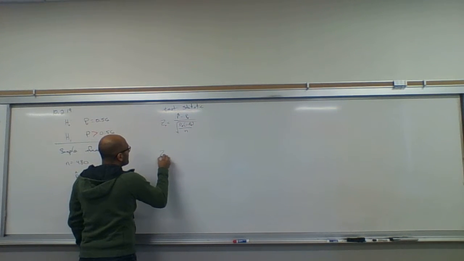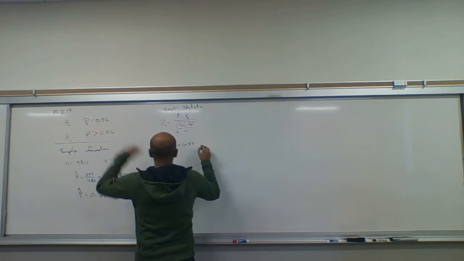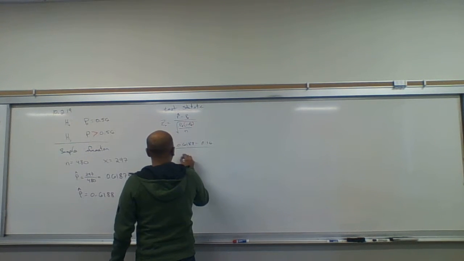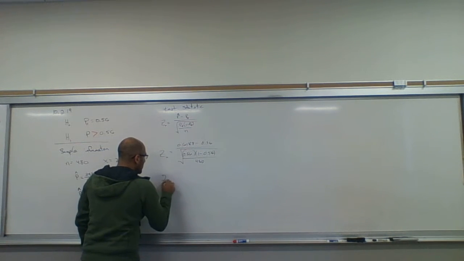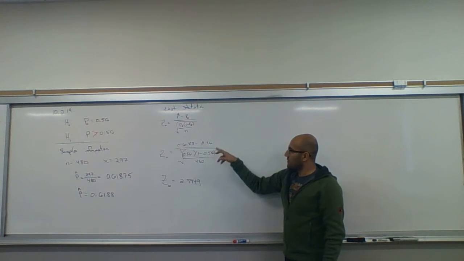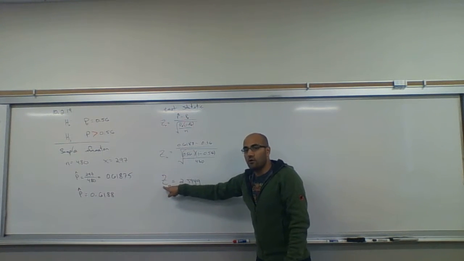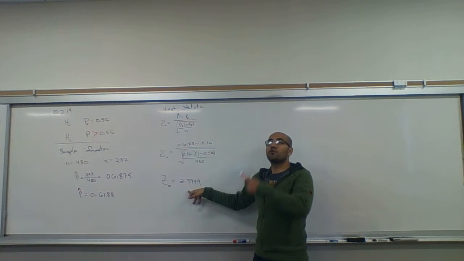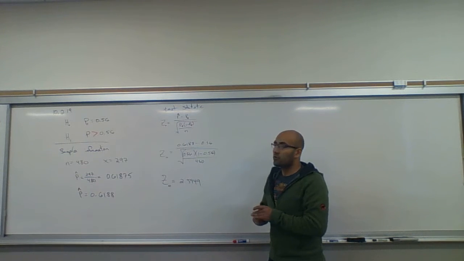So then you find your Z value. Z naught is equal to, and you write it down, 0.6188 minus P naught, which is 0.56, divided by the square root of 0.56 times 1 minus 0.56, divided by 480. Z naught is going to be 2.5949. So you write that down, and you've found your Z value. What does this mean? It's a Z value, so I know it's a normal distribution. This is the value that gives me the area I need to determine if I have enough evidence to support the alternative hypothesis.